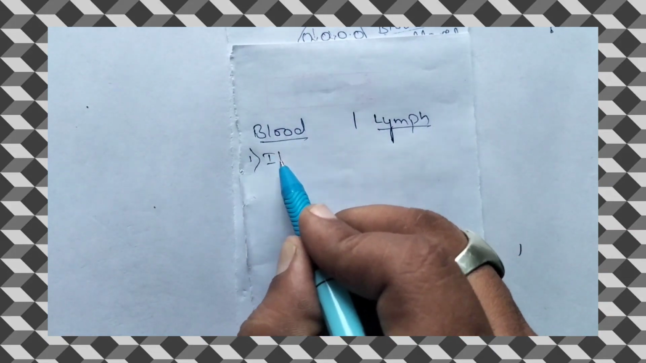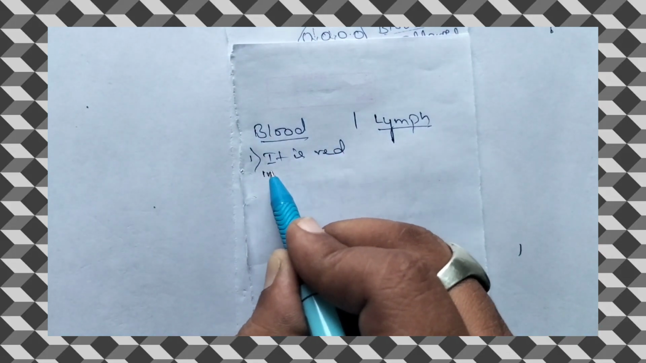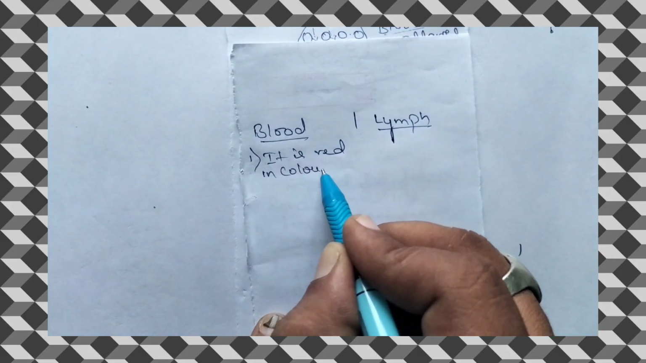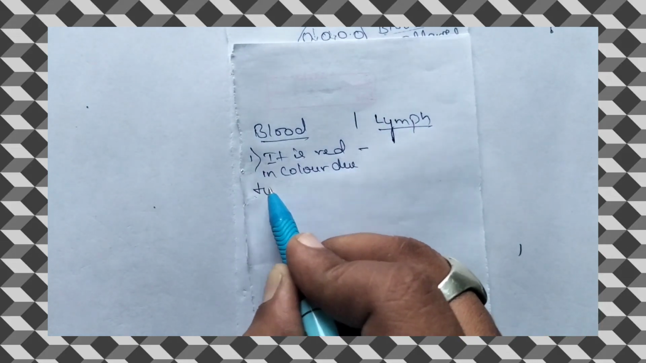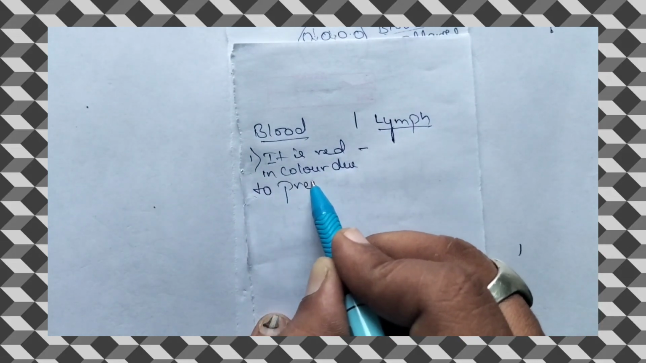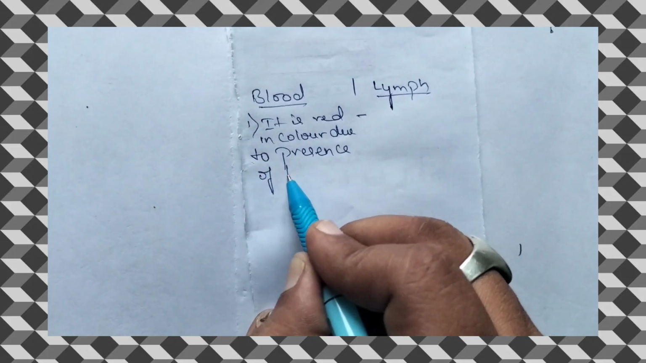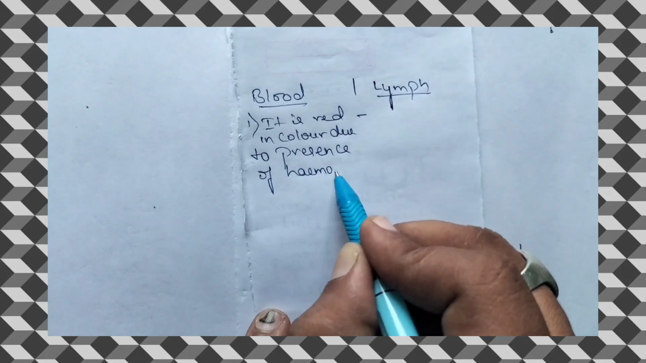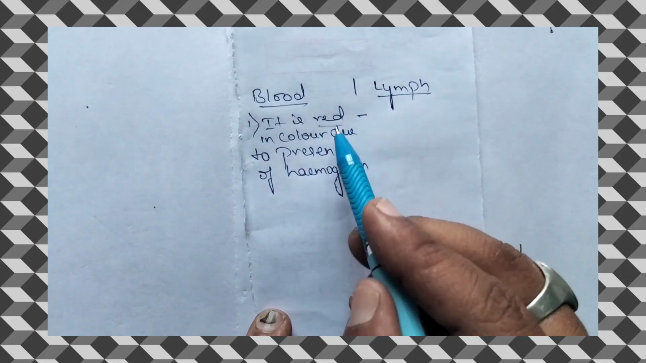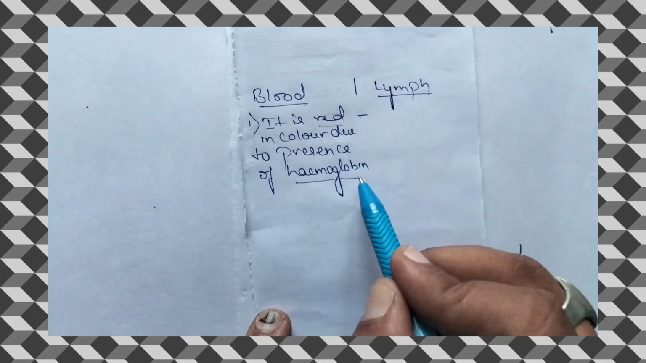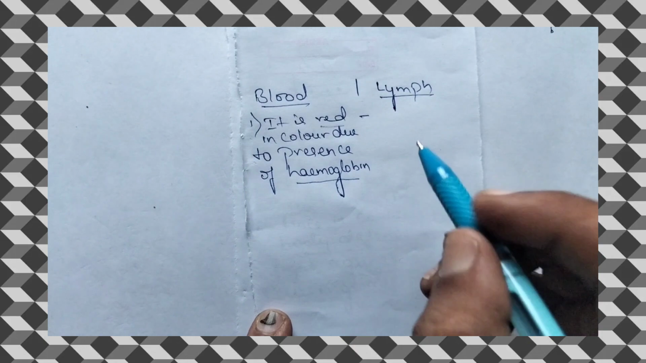So the first difference: blood is red in color due to presence of hemoglobin. What is the color of the blood? Blood is red due to presence of hemoglobin. Hemoglobin ittu andre blood red in color ide.